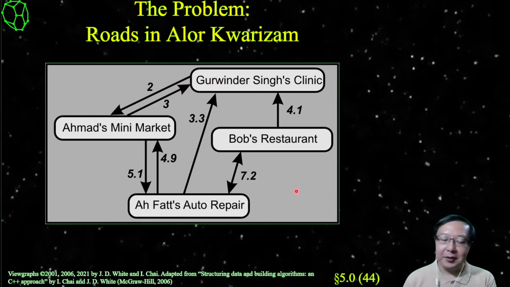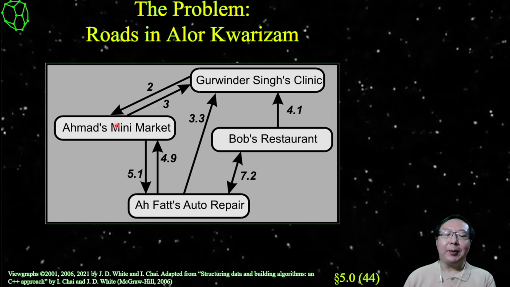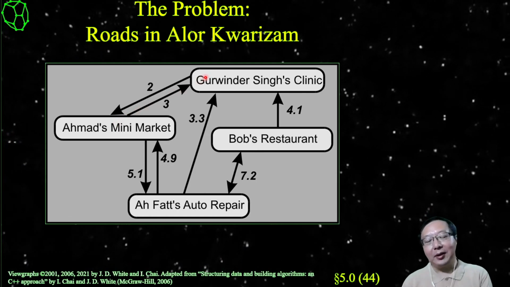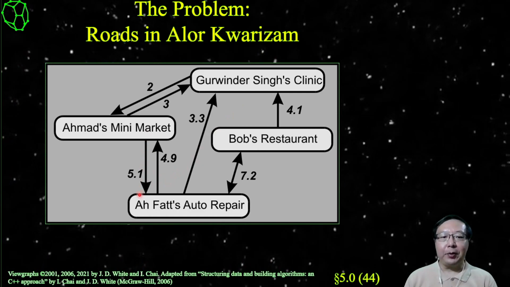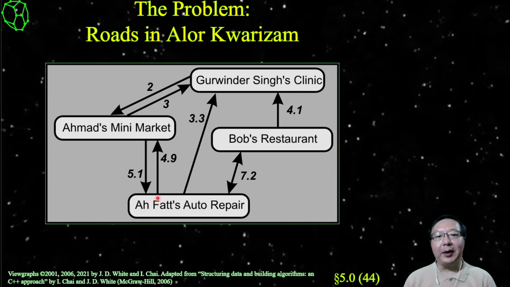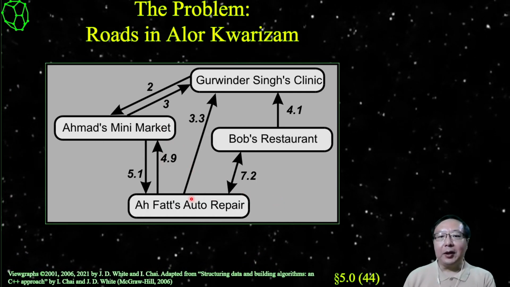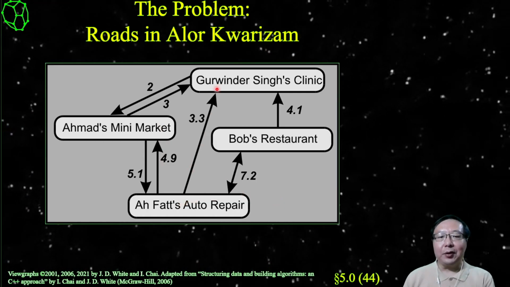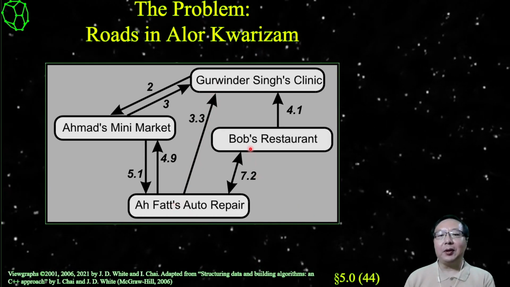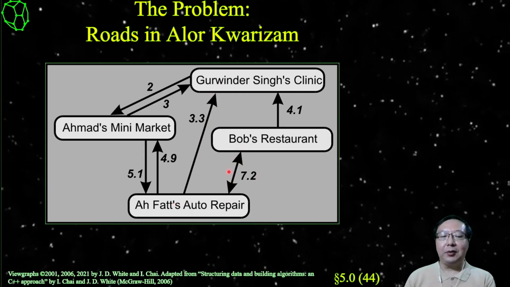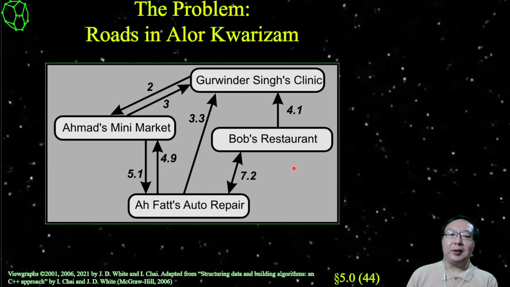Or maybe it's kilometers. Okay? It's 2 kilometers to Ahmad's Mini Market, but due to a one-way street, it takes 3 kilometers to come back to Govinda Singh's Clinic, and so on. So 5.1 kilometers to Afat's Auto Repair, and 4.9 kilometers to come back. And for Afat's Auto Repair, it's a one-way street going to Govinda Singh's Clinic, so it's only going one way, for example. Bob's Restaurant, there's a two-way street going to Afat's Auto Repair, but there's a one-way street going to Govinda Singh's Clinic.